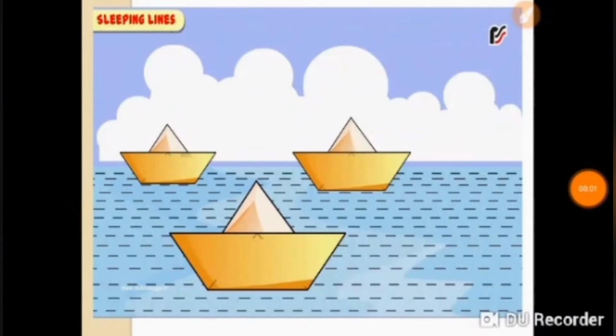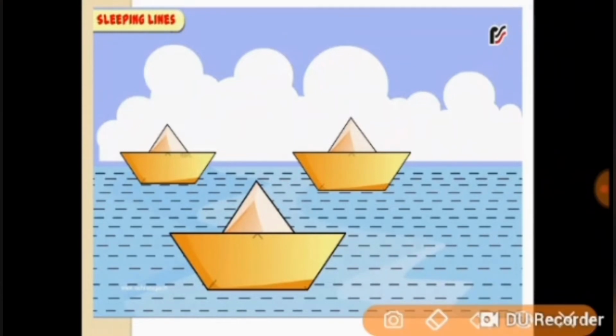Now we have learned so many types of lines, so let us do a fun activity. In this activity, you have to identify the various types of lines. Here you can see, children, that the water is represented by some lines. Which kind of lines are these? Of course, these are horizontal lines. Can you identify some more horizontal lines here? Yes, in each board I can see two more horizontal lines.